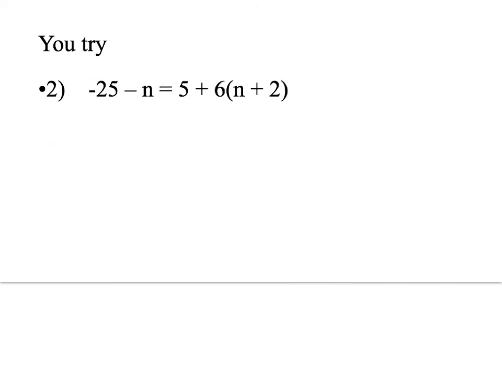Alright, here's your last you try. Go ahead and pause the video and try it on your own, and then hit play and see if you're right. Alright, draw your line, and then you'll start step 1 with distributing.